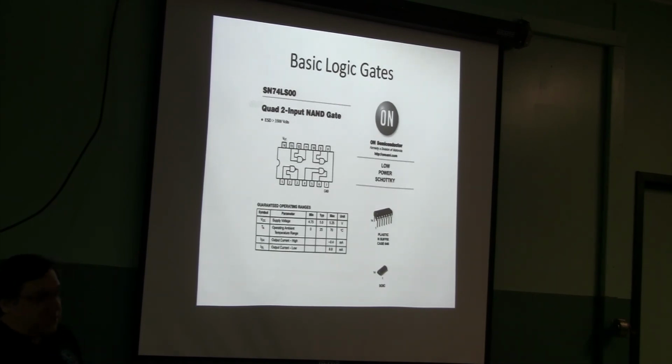Are they fast? Are they slow? Are they high current? Are they low current? Are they going to heat up, or are they going to run nice and cool? And some of the prefixes have to do with the manufacturer. But mostly, like 7408 is, I think, an AND gate or something like that.